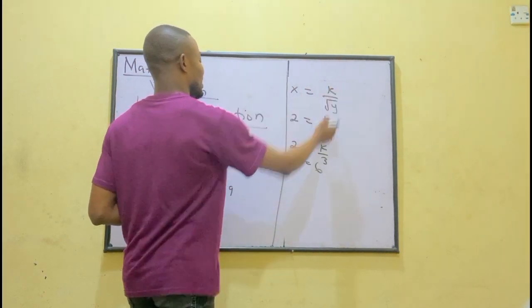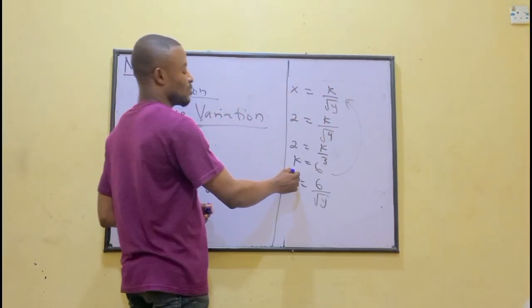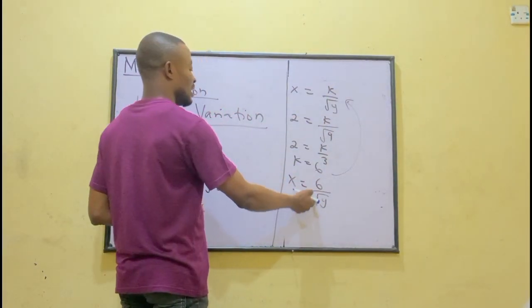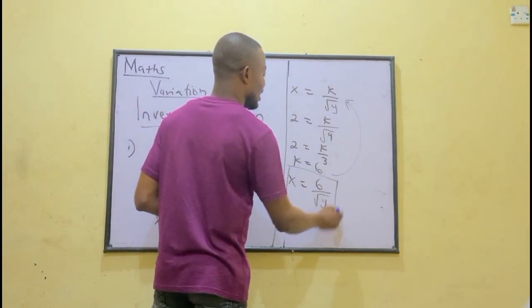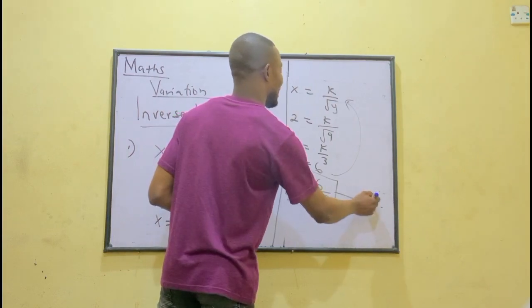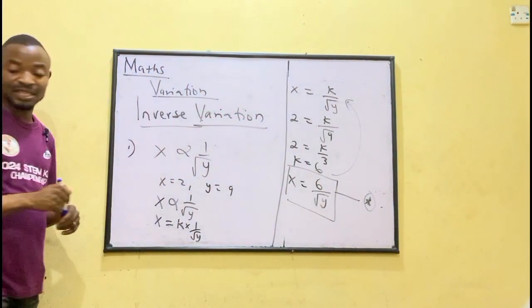Now let's go back to this. We now have that x is equal to 6 over the square root of y. This becomes a relationship or formula here.